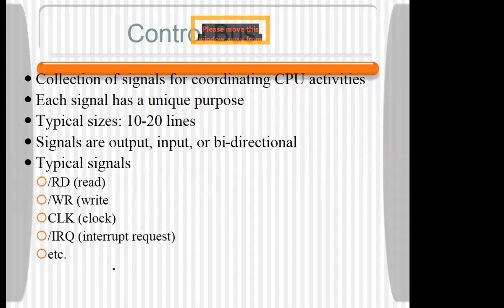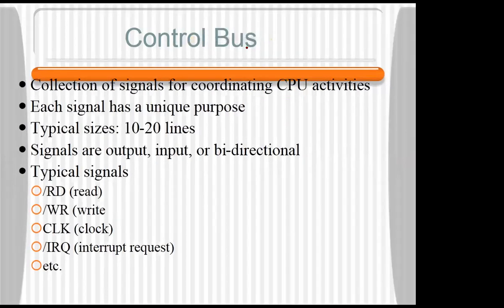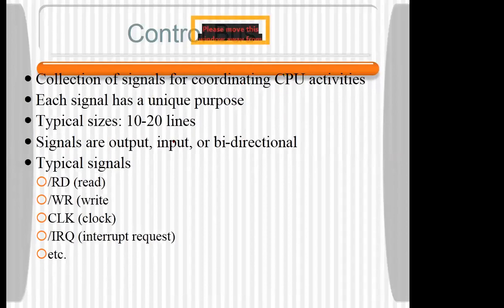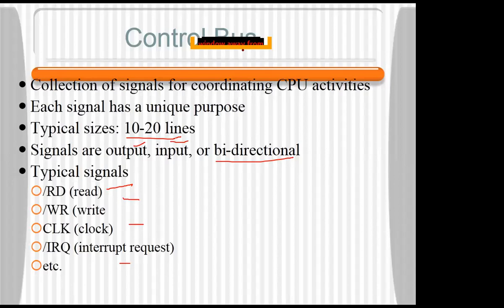Then we have the control bus, which is a collection of signals for coordinating CPU activities. That makes the control bus. It coordinates the CPU activities. Each signal has a unique purpose, and the size can range from 10 to 20, and so on. So what are the signals? The signals are output, input, or they can be bidirectional, which means the signal lines are also bidirectional. They can do the read, write, clocking, interrupt, request, and so on on the control bus.